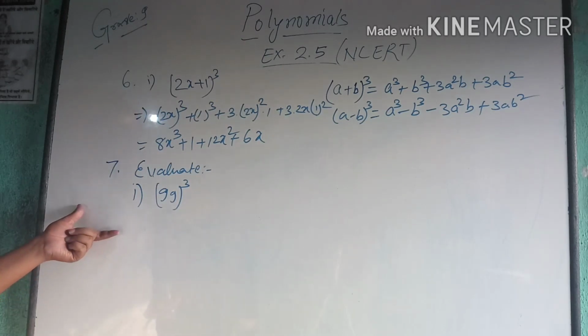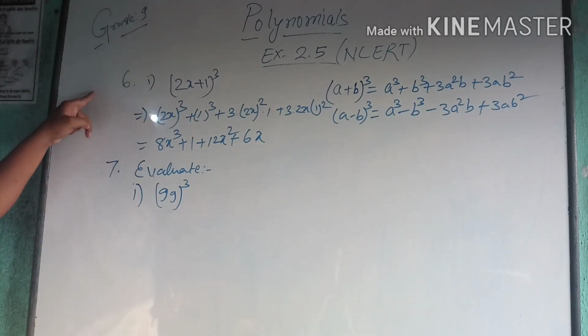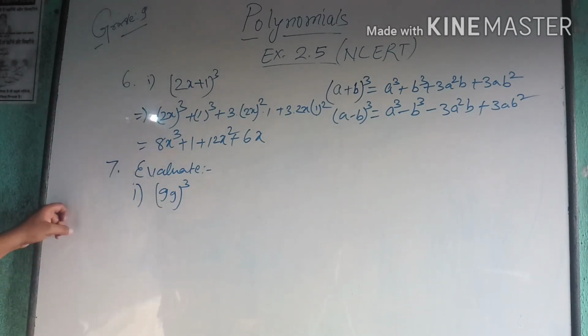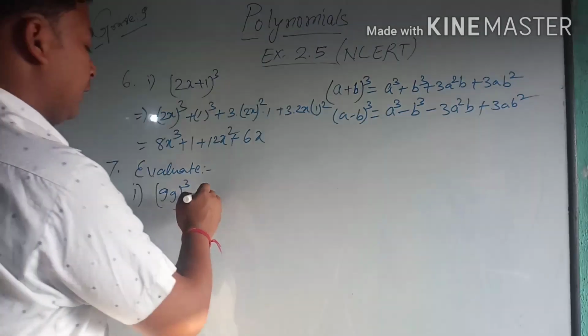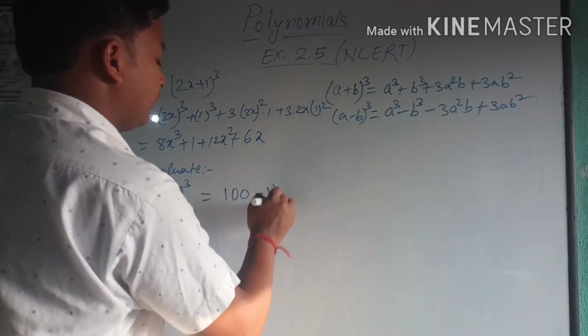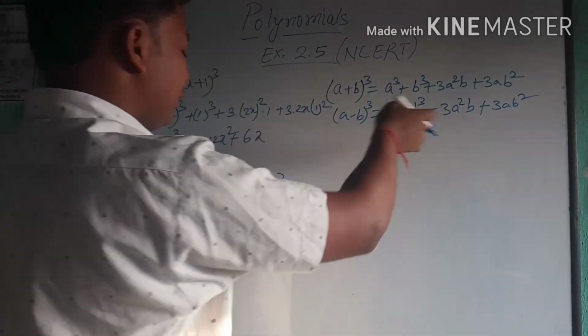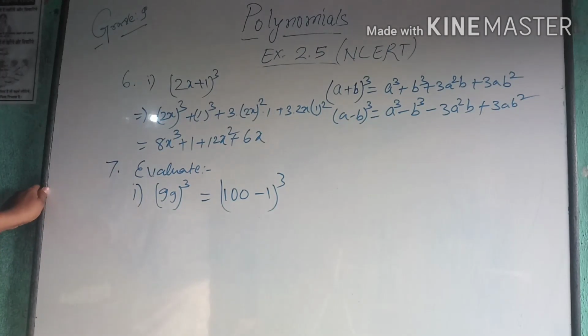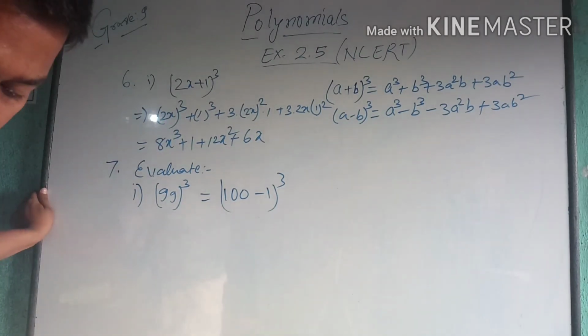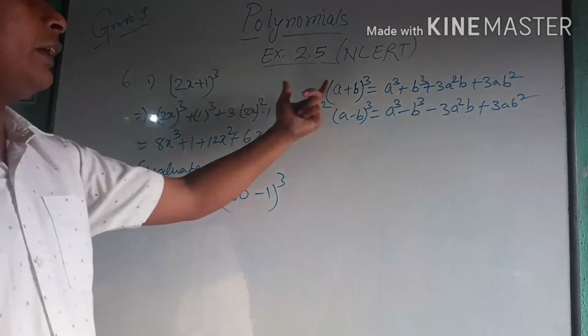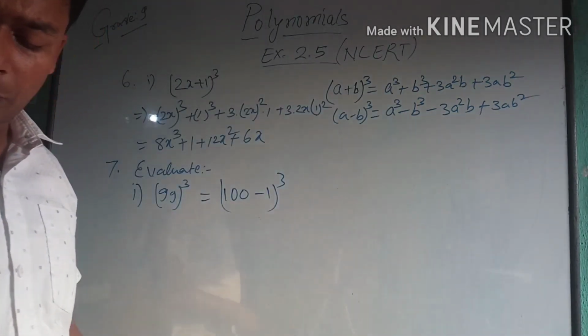We have question number 7, which is similar to question number 6. Evaluate 99 cube. Other parts are evaluate 102 cube and 998. So 99 can be written as 100 minus 1. Now it is in the form of a minus b whole cube. We can put this value and we can simplify. Similarly, if we go for 102, it can be written as 100 plus 2, and that will come with the a plus b whole cube term.